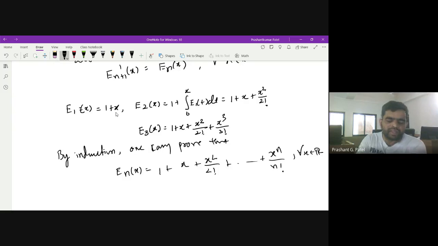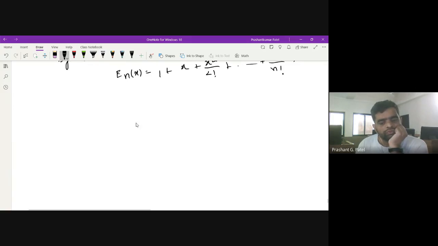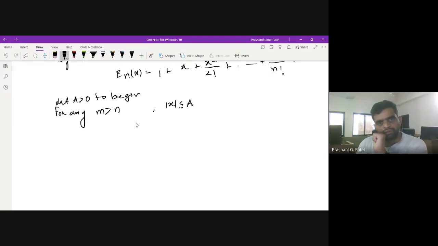Ultimately, what we have to prove is that this En will converge to the function which we require uniformly. So actually we are using the Cauchy's criterion to do this. So for any m which is greater than n, and all x which are less than or equal to a, where a is any positive number given, we'll start with Em of x minus En of x. If I can prove that this tends to 0, then we are through, because in that case this En is convergent, and due to the Cauchy's criterion, it is uniformly convergent.